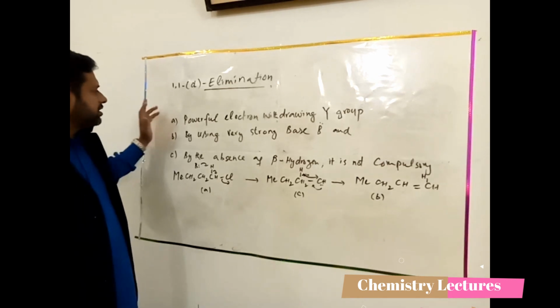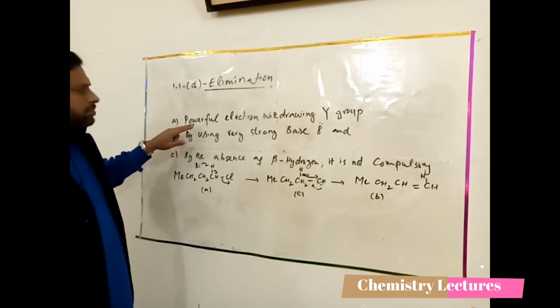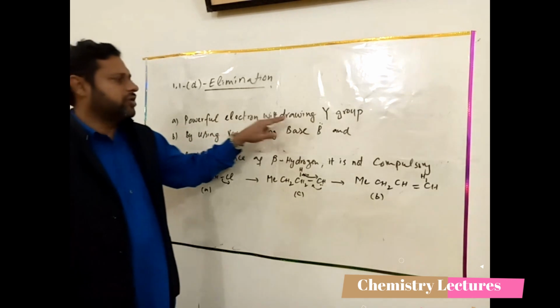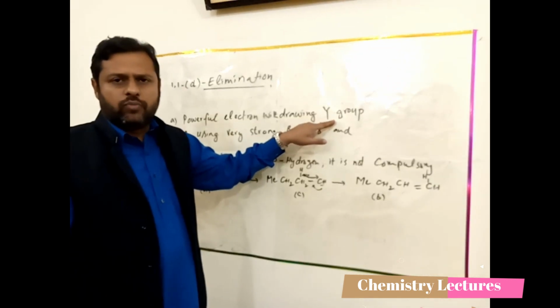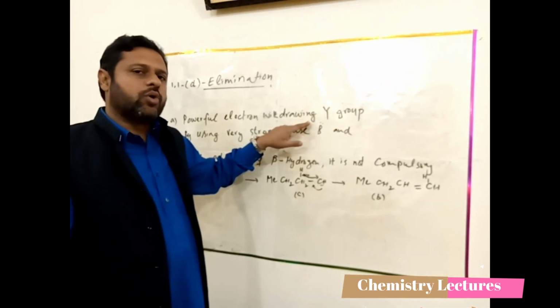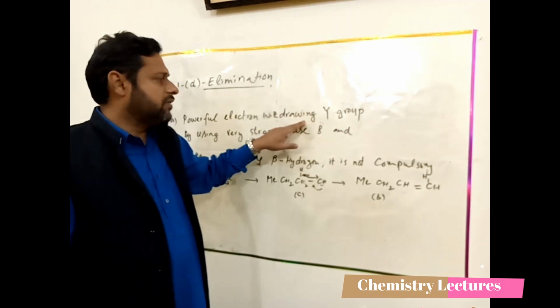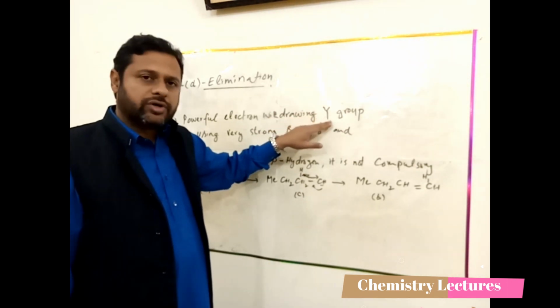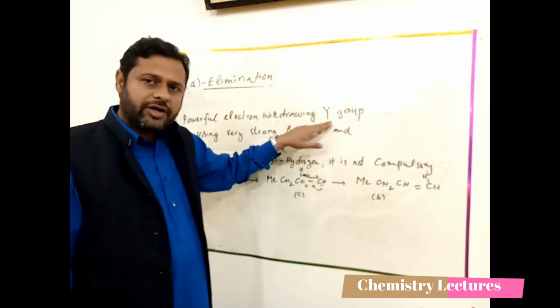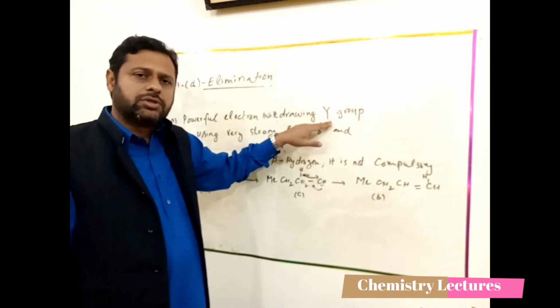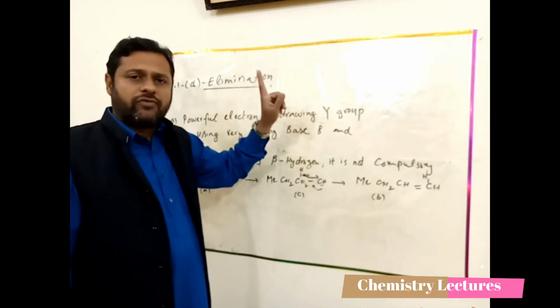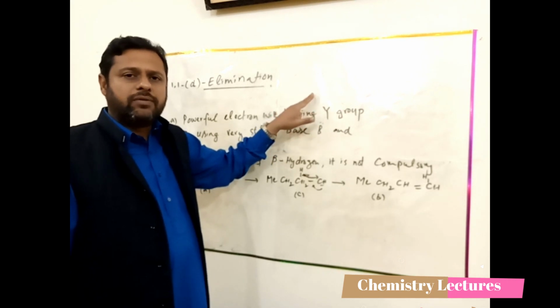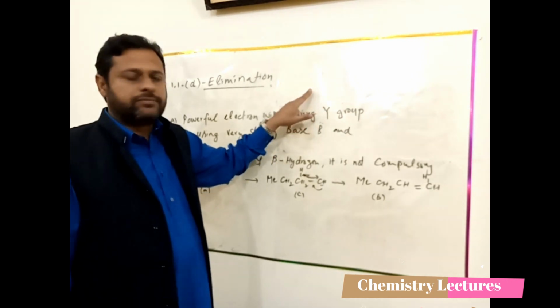The first condition is that the compound must have a powerful electron withdrawing Y group. It means the leaving group will be very powerful, because when it withdraws, it will remove the electron density from the hydrogen of the alpha atom, and so the alpha hydrogen, the hydrogen present on the alpha carbon, is very much acidic and it will leave.